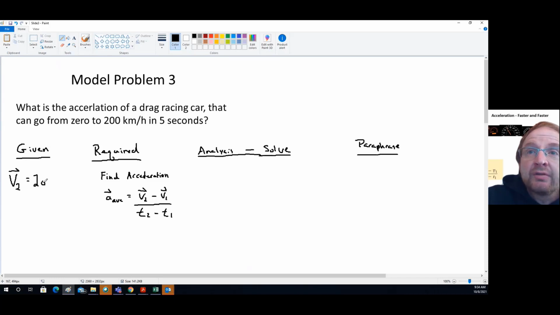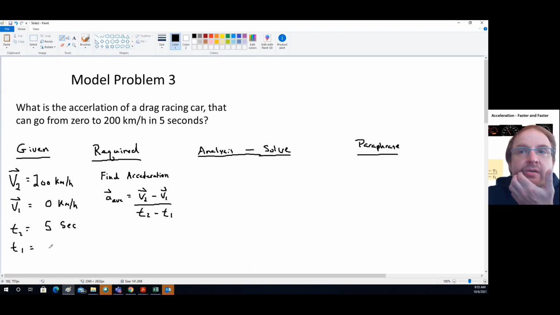Now we probably should eventually convert this into meters per second, but let's just do it this way for now with the good old kilometers per hour. Velocity 1, in other words at the starting point, is 0 kilometers per hour. All right, time 2, the time at the end, is 5 seconds. Put a little 2. Time 1, well, 0. Okay, it's a classic kind of drag racing question.